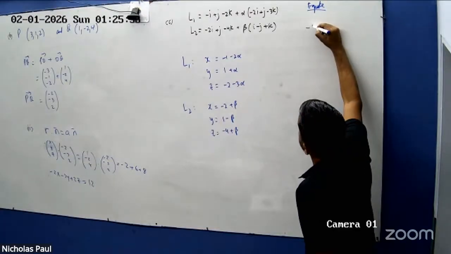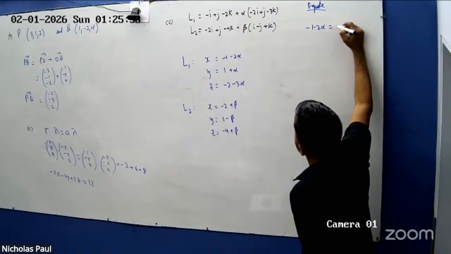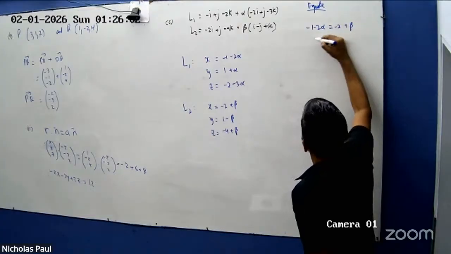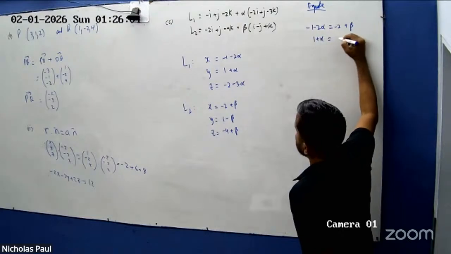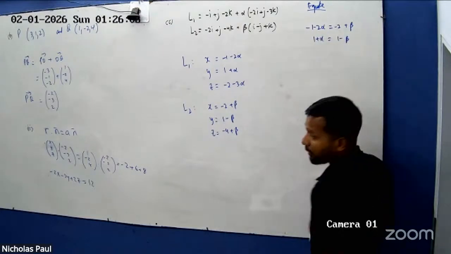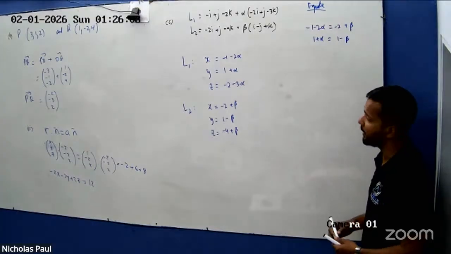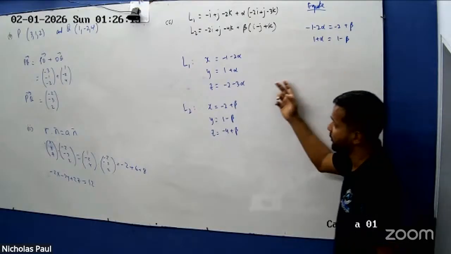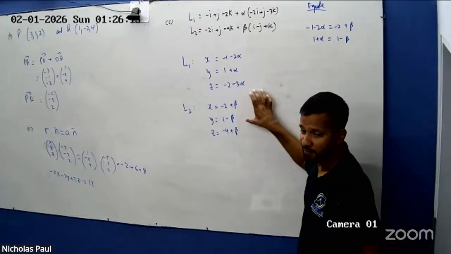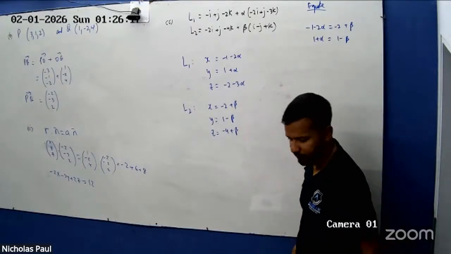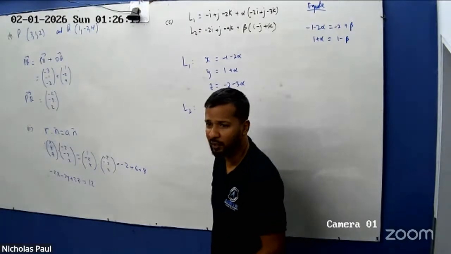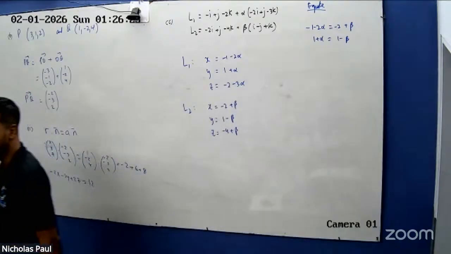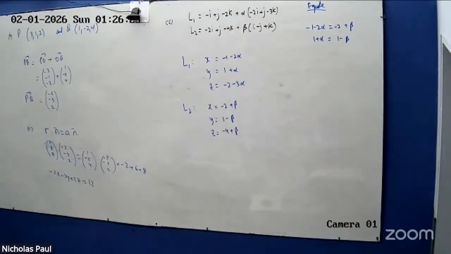So I got minus 1 minus 2 alpha is minus 2 plus beta. 1 plus alpha is equal to 1 minus beta. Solve them simultaneously. And what do you do with alpha and beta after? Substitute it where? In Z. And if they are equal, they intersect. Are they supposed to be equal? Yes, because the question said they intersect, right? Solve it fast.